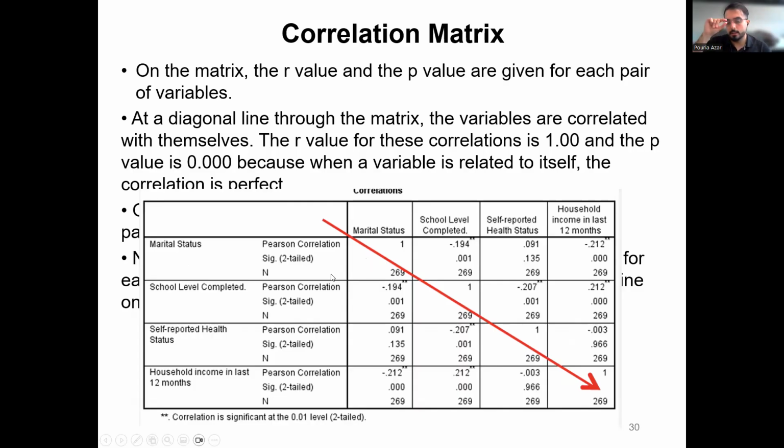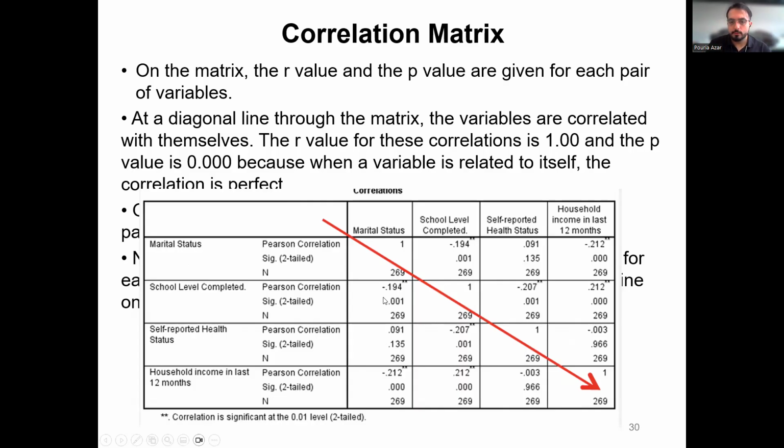But let's look at the second cell in the first column. So we have marital status and school level completed. It's minus 0.194, and we have two asterisks, and there is a note below the table. Two asterisks indicate the correlation is significant at the 0.01 level or p-value. So we can just look at this.